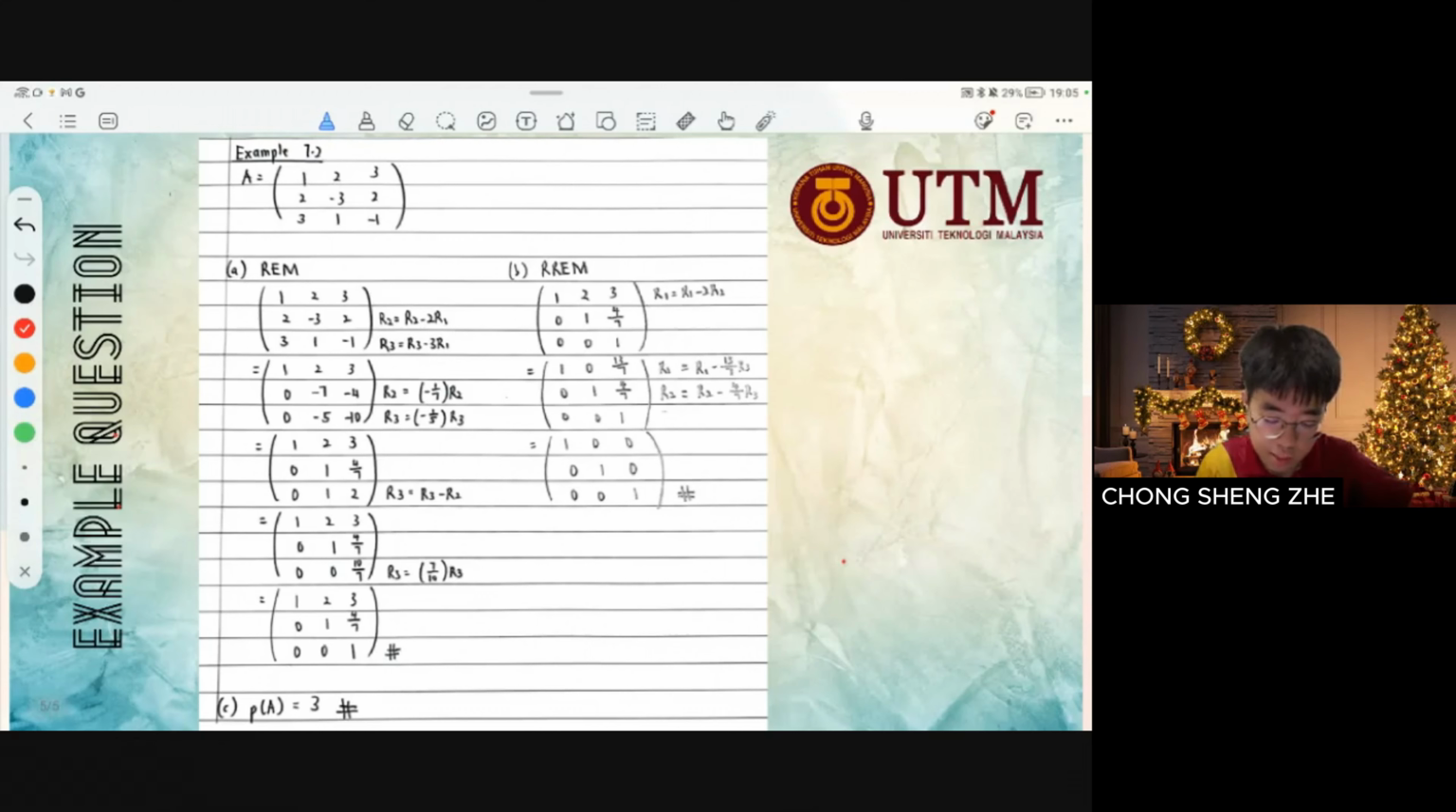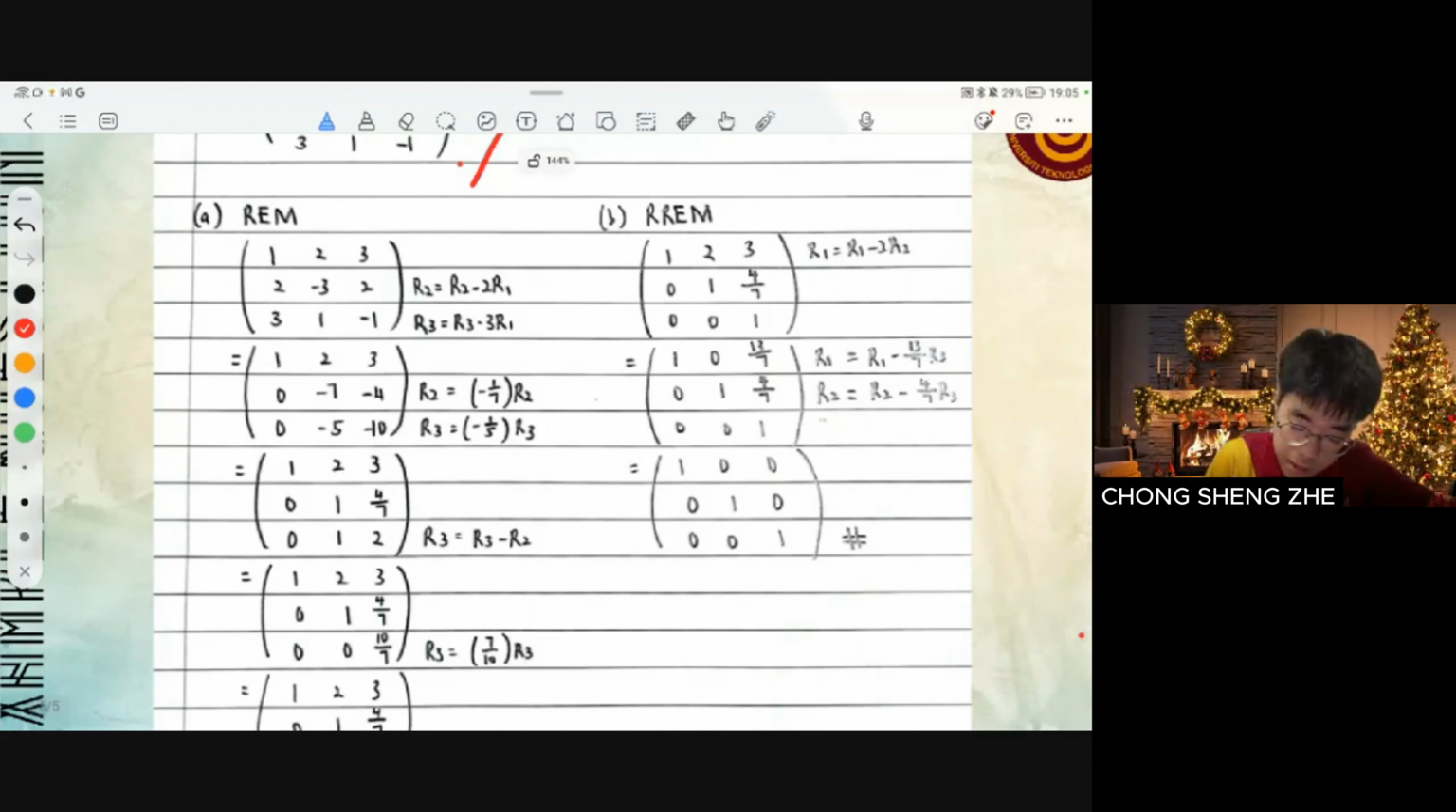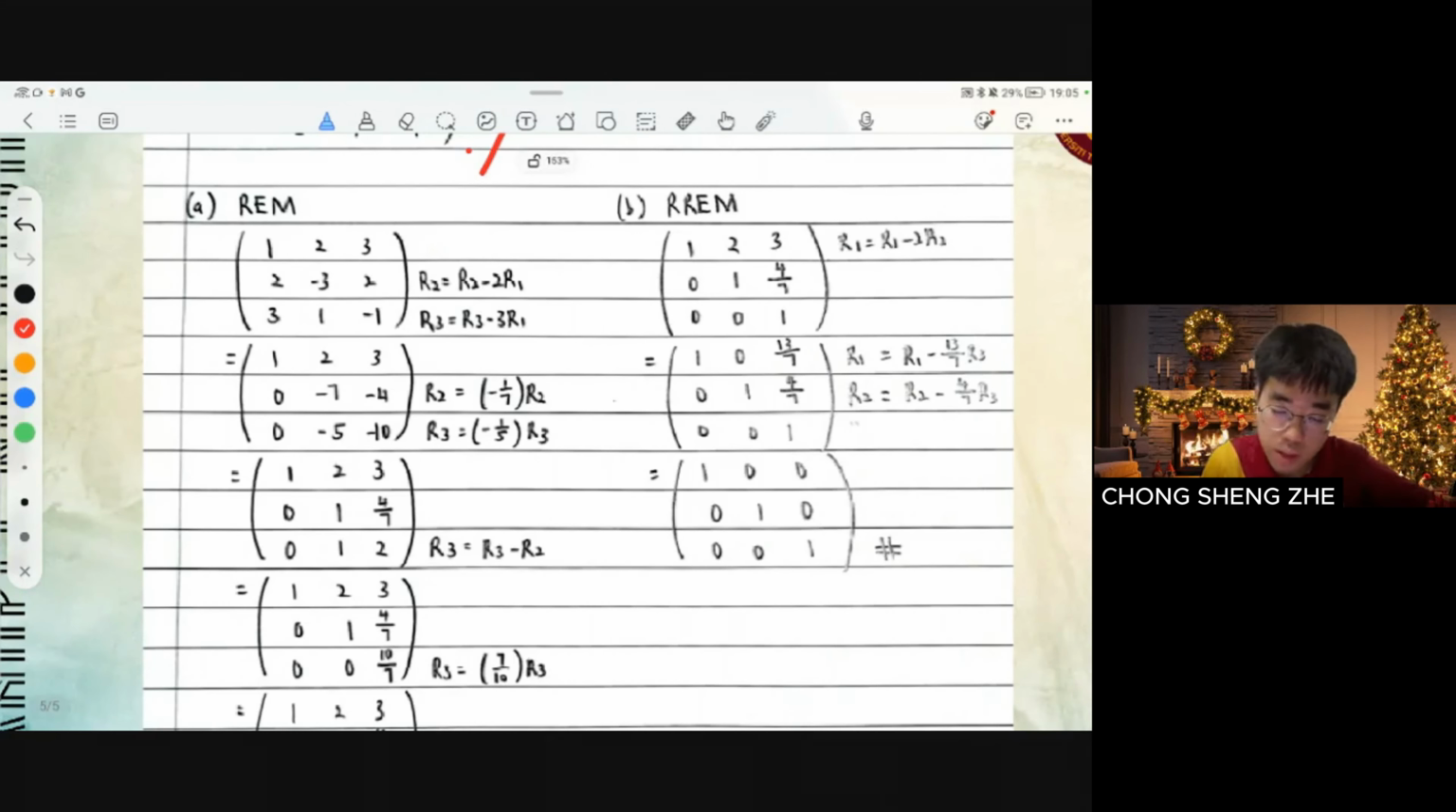So this is the final example question for me, which is example 3. Given matrix A, we need to convert it to REM and RREM. For the REM part, we just need to remember the properties, for example, the leading one of the upper row is always further left than the row below. If you look at this matrix, the first row is okay already because you already have a leading one. For the second and third rows, we need to change the first column to 0.